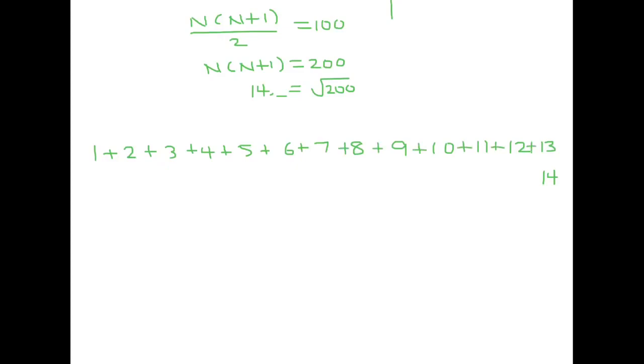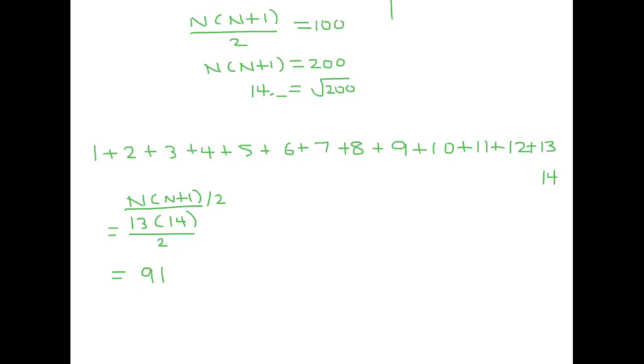So 1 plus 2 all the way up to 13 is 13 times 14 over 2. We're using that formula, n times n plus 1 all over 2. So 13 times 14 over 2 is 13 times 7, which is 91. All right? So that means that we are sufficiently close.